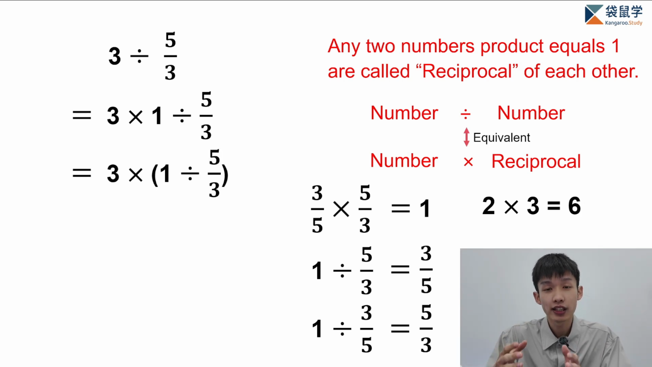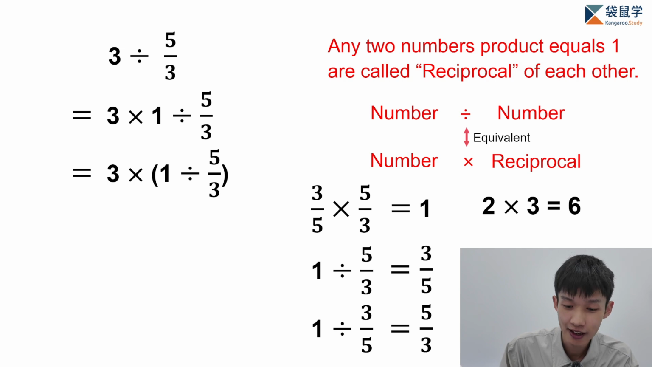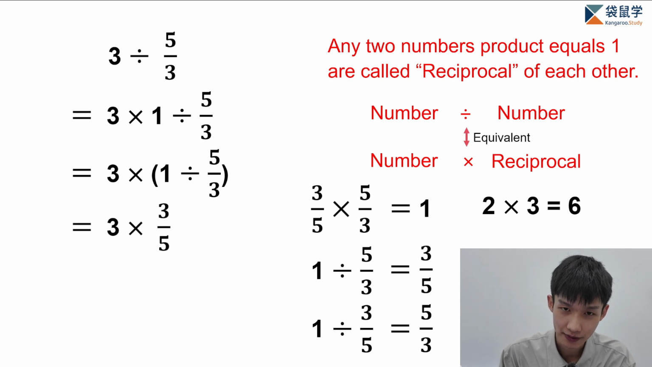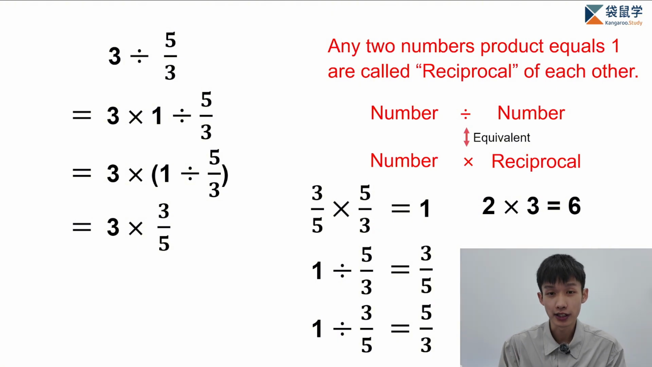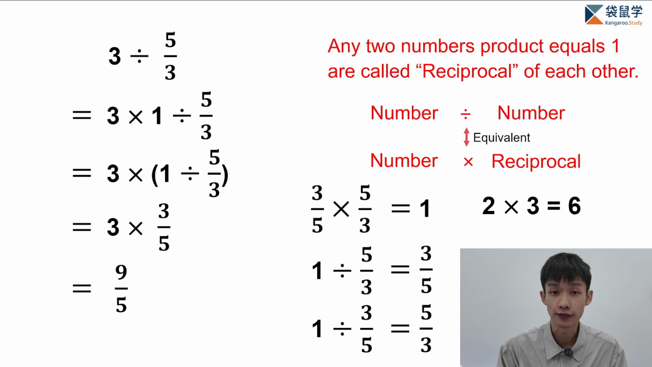But over here, we can calculate the right side first, which is 1 divided by 5 over 3. And what will be the result? It's just 3 over 5, its reciprocal. Now, we're transferring 3 divided by 5 over 3 to 3 times its reciprocal. And the final result will be 9 over 5.